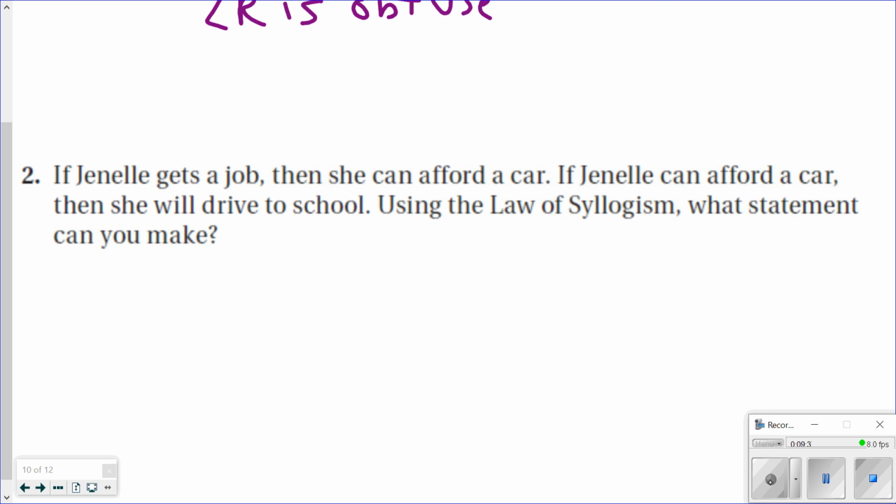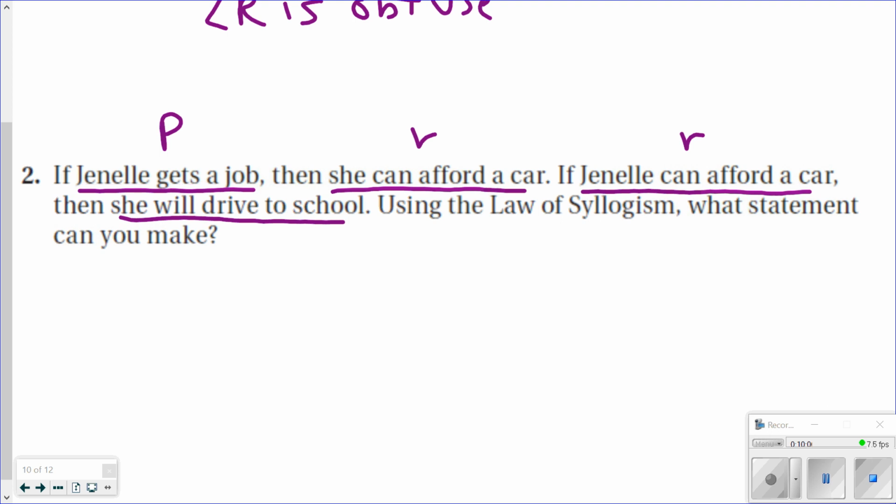If Janelle gets a job, then she can afford a car. If Janelle can afford a car, then she will drive to school. Using law of SIL, what statement can we make? All right, let's underline what we know. If Janelle gets a job, that's going to be our P. She can afford a car, that's our R. Our next sentence better match up with our sentence R. So if Janelle can afford a car, and look, it does, so that's good, then she will drive to school.